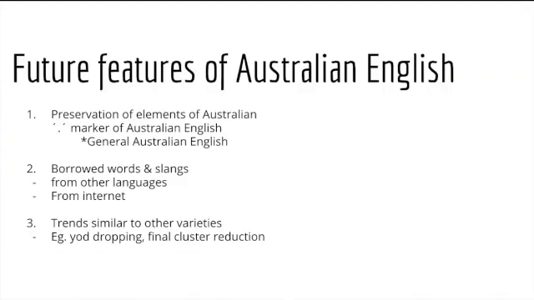Now we're going to propose several future features of Australian English. Firstly, we believe that some elements of Australian English will still be prominent in the future Australian English. This is because such features mark the Australian identity of Australian English speakers. Speaking the English language with this accent bonds them socially.